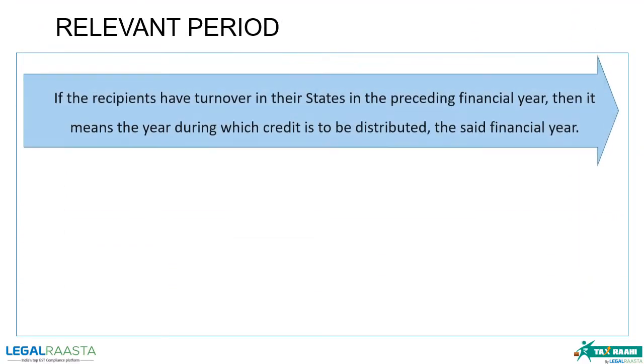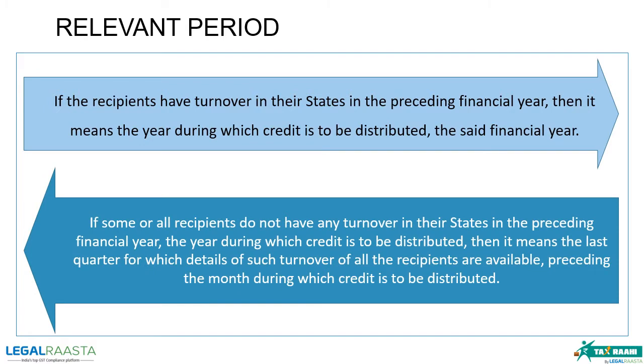Relevant period is categorized into: first, if the recipient has turnover in the preceding financial year, then it means the year during which the credit is to be distributed, the said financial year. Second, if the recipient does not have any turnover, then it means the last quarter for which details of such turnover of all the recipients are available.